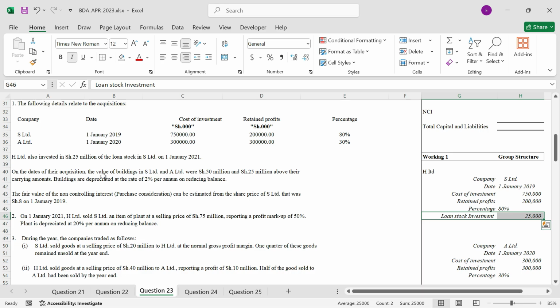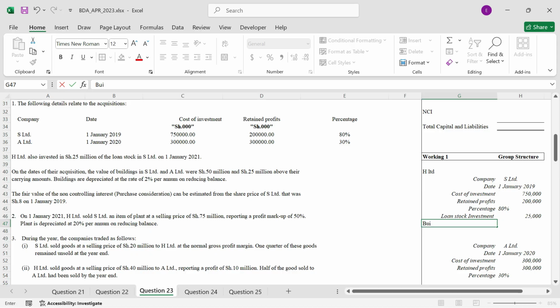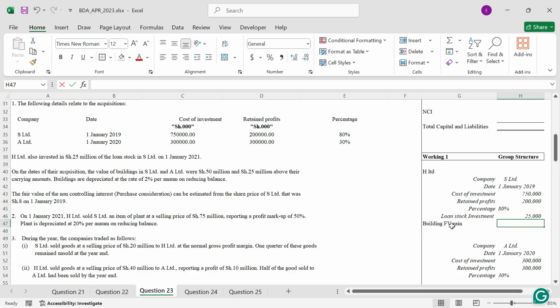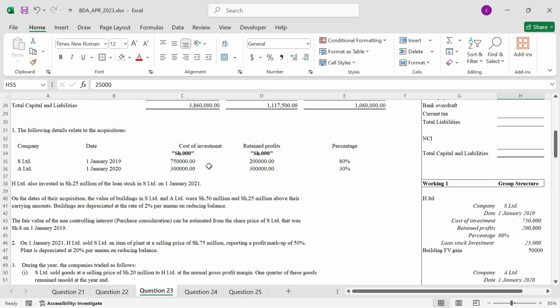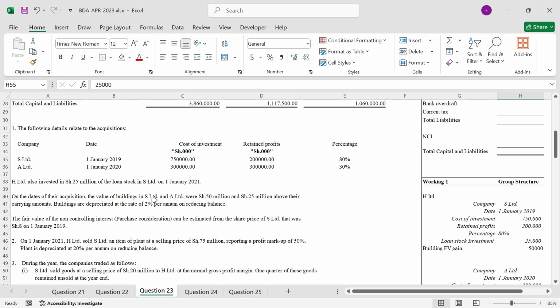I have also been told that on the dates of acquisition, the value of buildings is estimated at 50 million for S and 25 million for A above their current amounts, being depreciated at the rate of 2% per annum on reducing balance. So I have the building fair value gain at 50,000 here and at 25,000 here. We will account for the fair value depreciation.